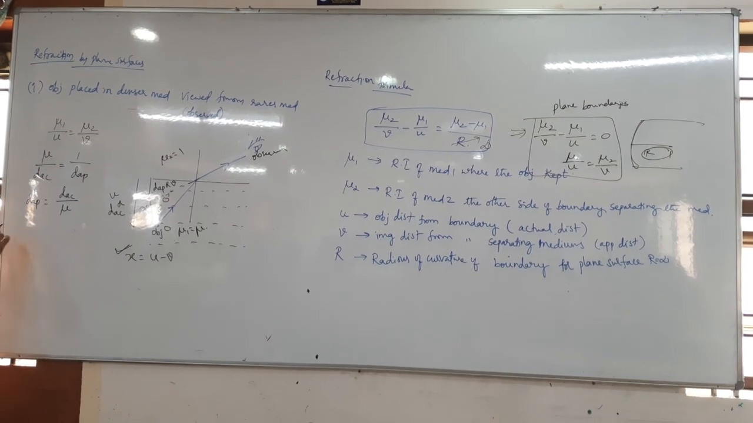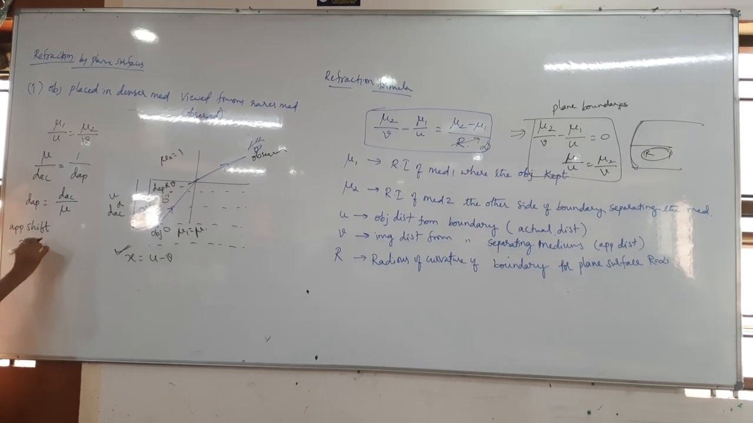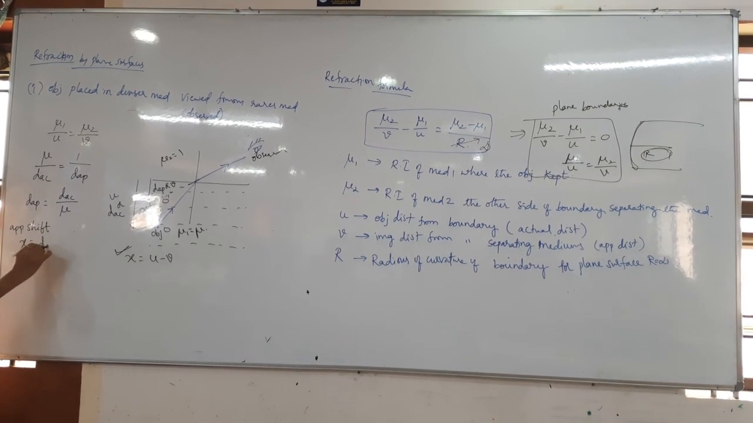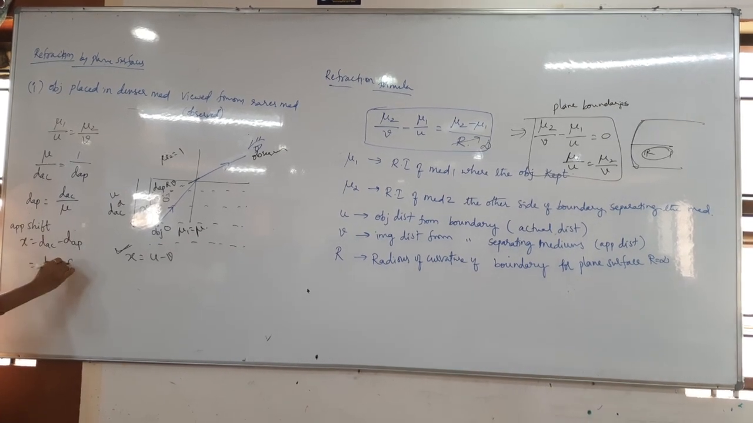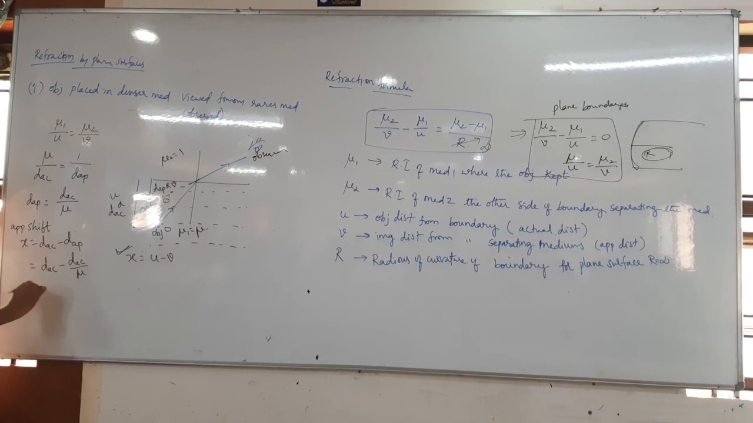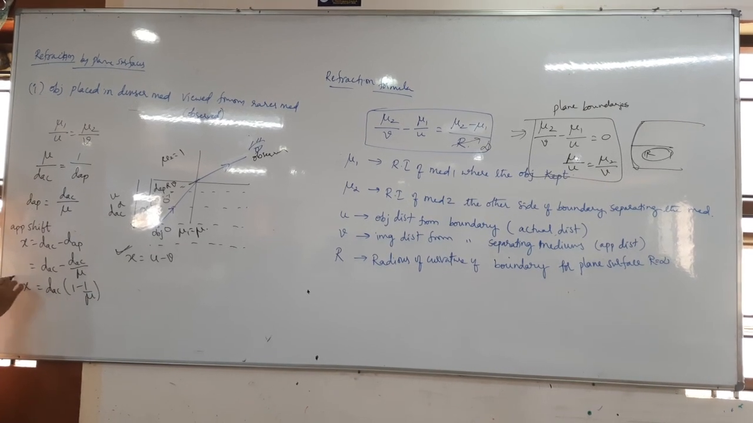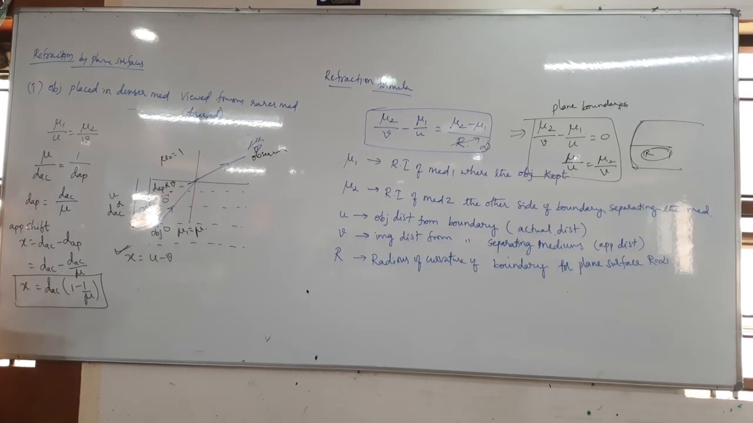Correct? Then the apparent shift x is equal to the original depth minus the apparent depth, that is D actual minus D apparent. D actual is D actual only, and D apparent is D actual by mu. Then what can I take common here? D actual, 1 minus 1 by mu. One of the important formulas: x is equal to D actual into 1 minus 1 by mu. Listen again, one more time you listen.